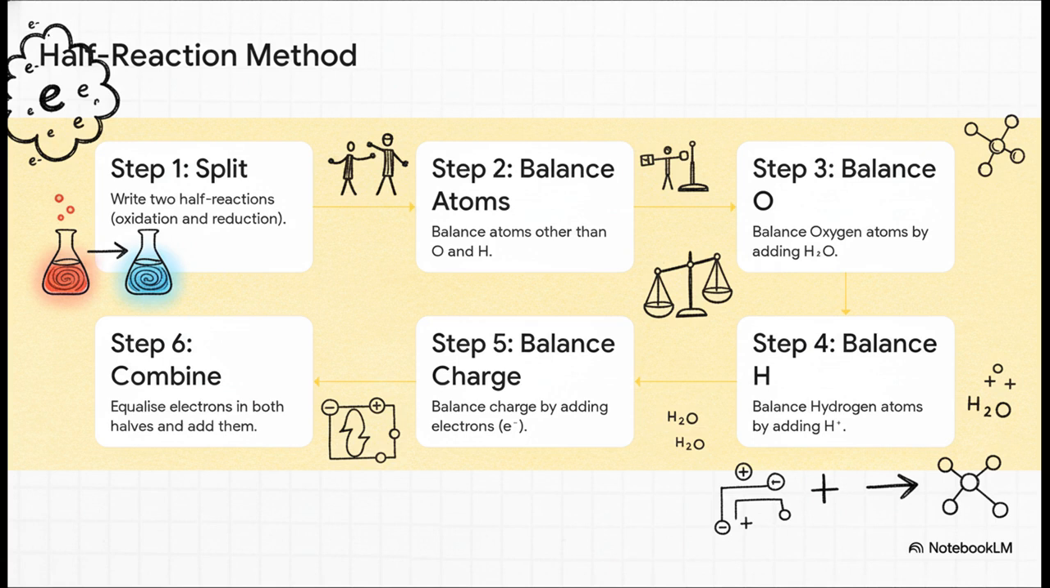Step 1, split the reaction into 2 halves. Step 2, balance all the atoms that are not oxygen or hydrogen. Step 3, balance the oxygens by adding water, H2O. Step 4, balance the hydrogens by adding H+ ions. Step 5, balance the charge by adding electrons. And the final step, 6, make the number of electrons in both halves equal and just add them up.